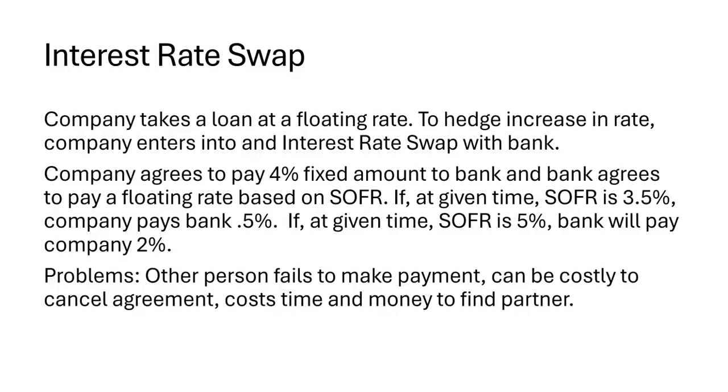If the SOFR falls to 3.5%, then the company pays the difference between the fixed rate and the change. So they're going to pay the bank 0.5% interest. If, on the other hand, the SOFR goes up to, say, 5%, then the bank will pay the company 2%.